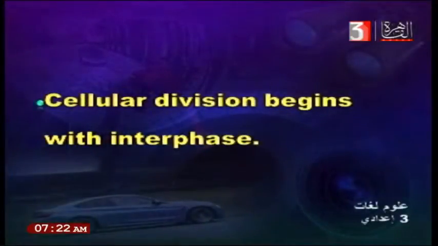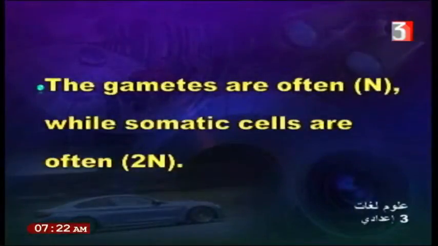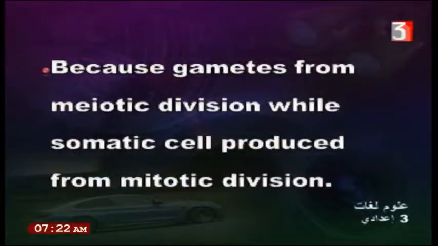Cellular division begins with interphase. In this phase, the cell prepares itself for division and the amount of DNA duplicates. The gametes are often N, while somatic cells are often 2N, because gametes are produced from meiotic division, while somatic cells are produced from mitotic division.